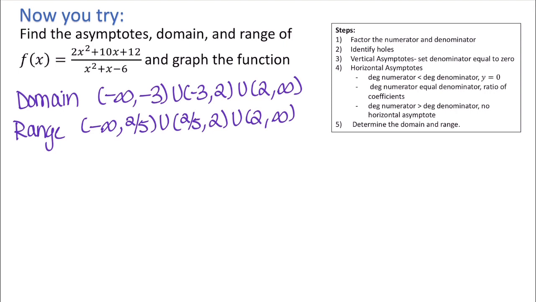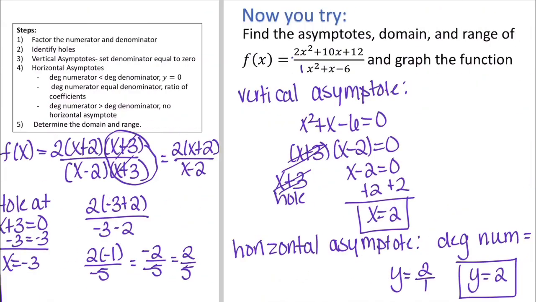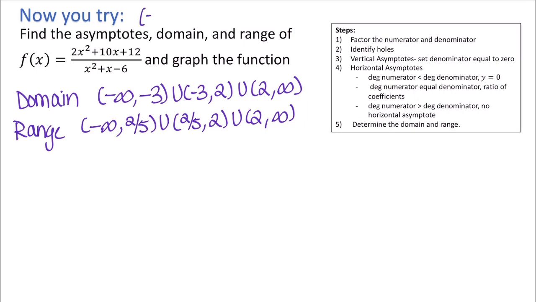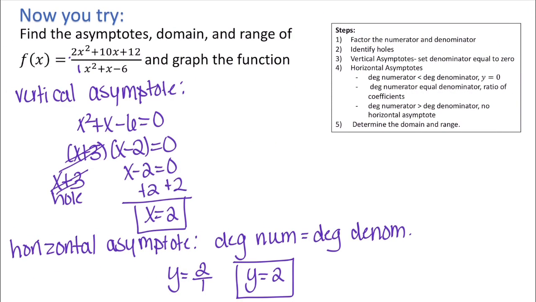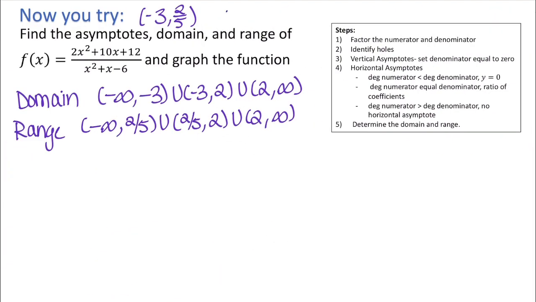So domain is going to exclude everything that is our hole, right? So we have the hole at (negative 3, 2/5). So the negative 3 is going to be excluded, and also the value that's in the vertical asymptote, that x equals 2, is going to be excluded. So the domain goes from negative infinity to negative 3, then negative 3 to 2, and then from 2 to infinity.